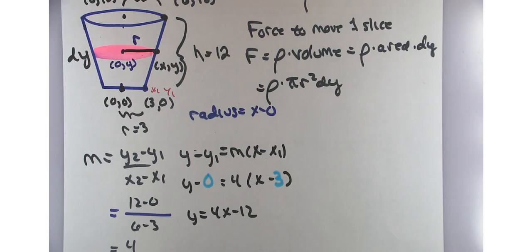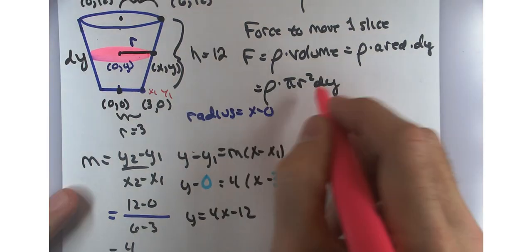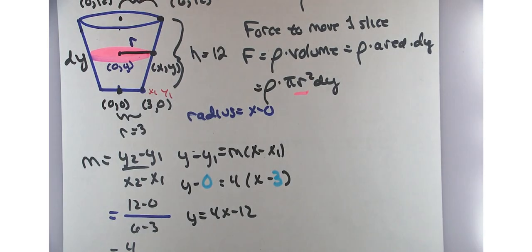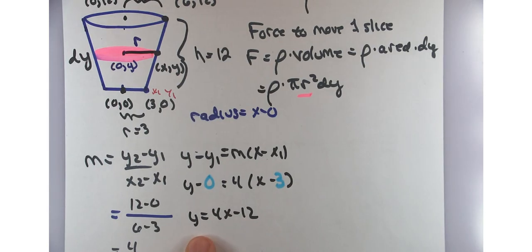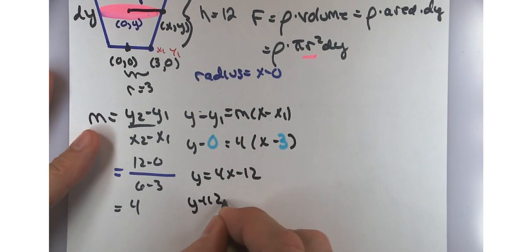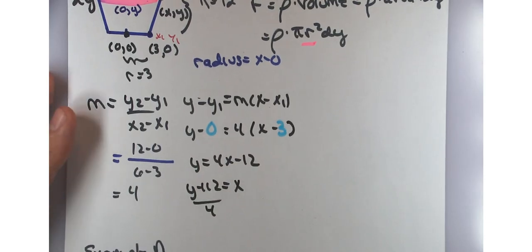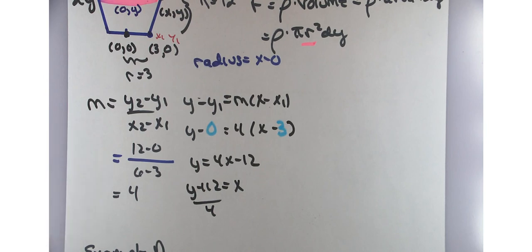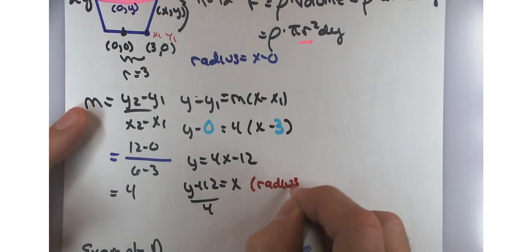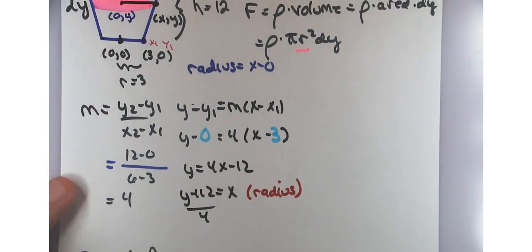All right, well, going back to Gina's observation, we need to solve for r in terms of y. So we need to solve this for x so that we have an expression in terms of y, not an expression in terms of x. So I'll move the 12 to the other side, becomes y plus 12. That's going to equal 4x. I'll just divide both sides by 4 right away and get this expression for my radius. That's your radius. Nice.